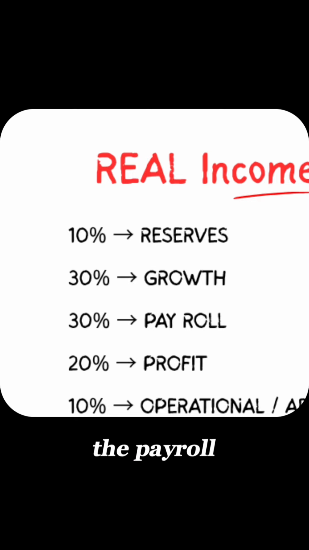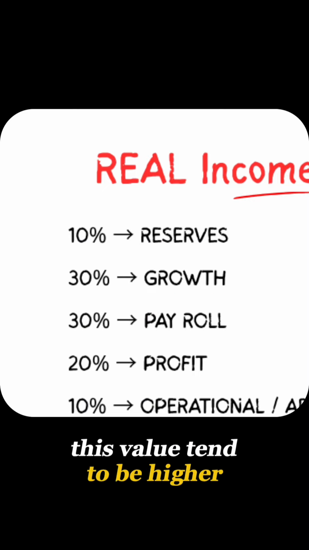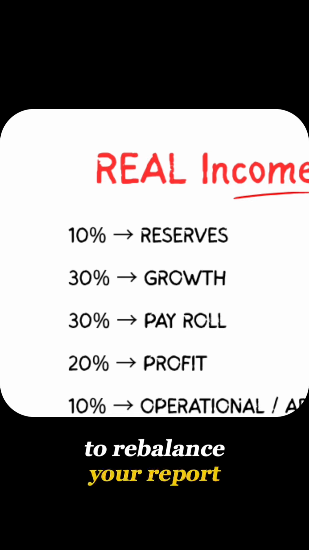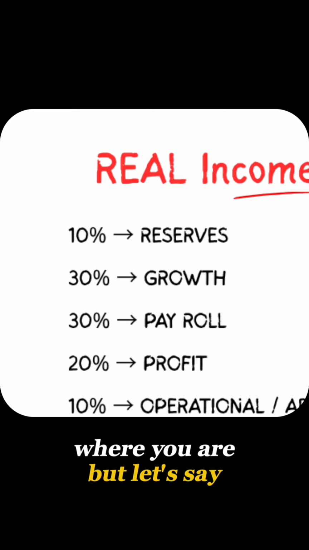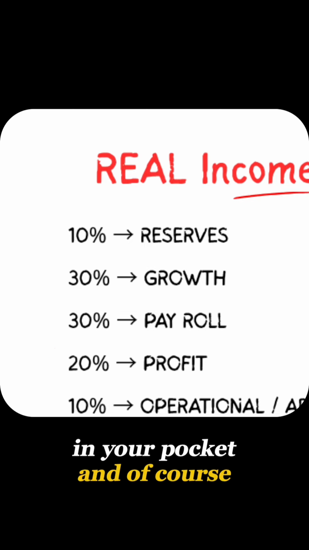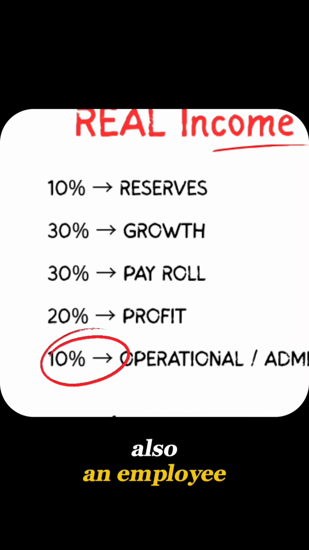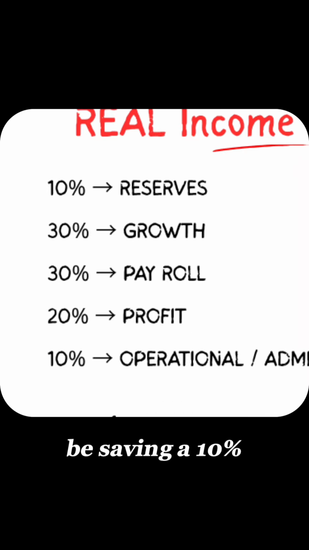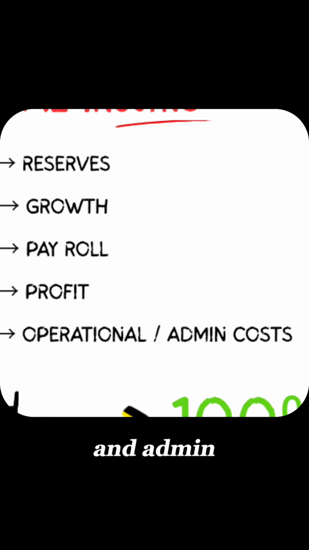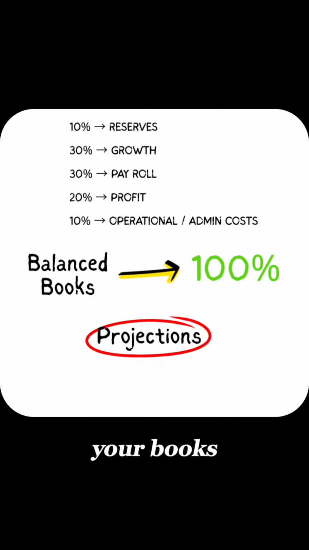And then you're also going to have the payroll, which is 30%. To be honest, in most companies this value tends to be higher, but then you need to rebalance your percentages depending on where you are. But let's say 30% for this example. Then you're going to have 20% of profit, and that's the money that you're going to put in your pocket. And of course, keep in mind that you are also taking some money as payroll since you're also an employee of your own business. And then you're also going to save 10% for operational and admin costs. And then you're going to make sure that all these percentages balance your books, getting you to 100% of the real income that you have.